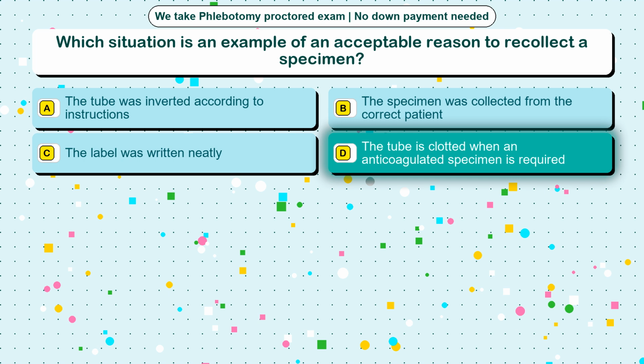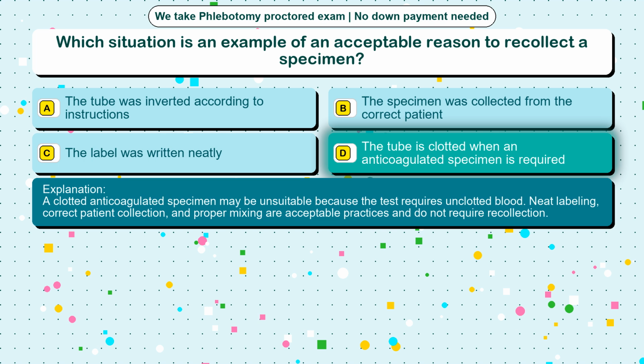The tube is clotted when an anticoagulated specimen is required. A clotted anticoagulated specimen may be unsuitable because the test requires unclotted blood. Neat labeling, correct patient collection, and proper mixing are acceptable practices and do not require recollection.